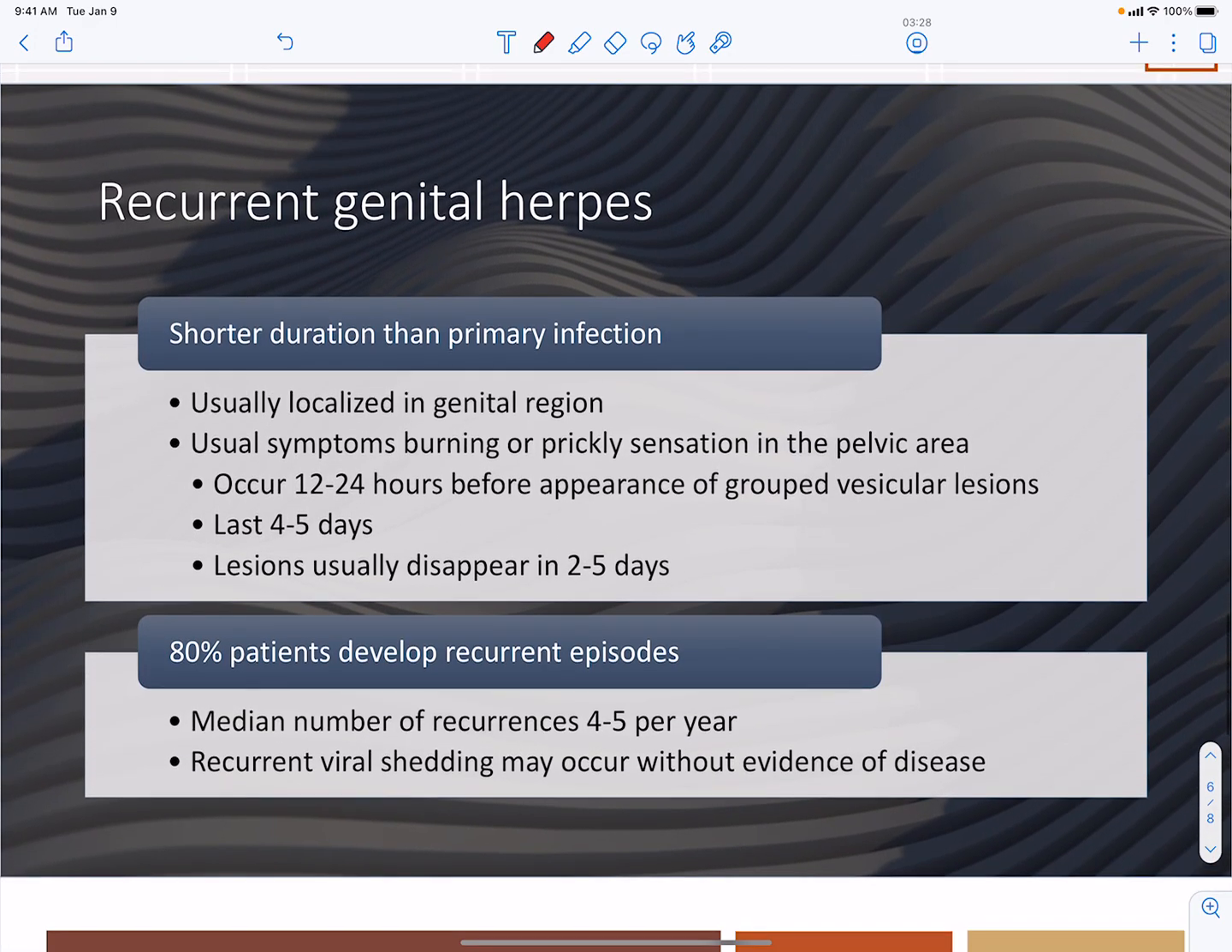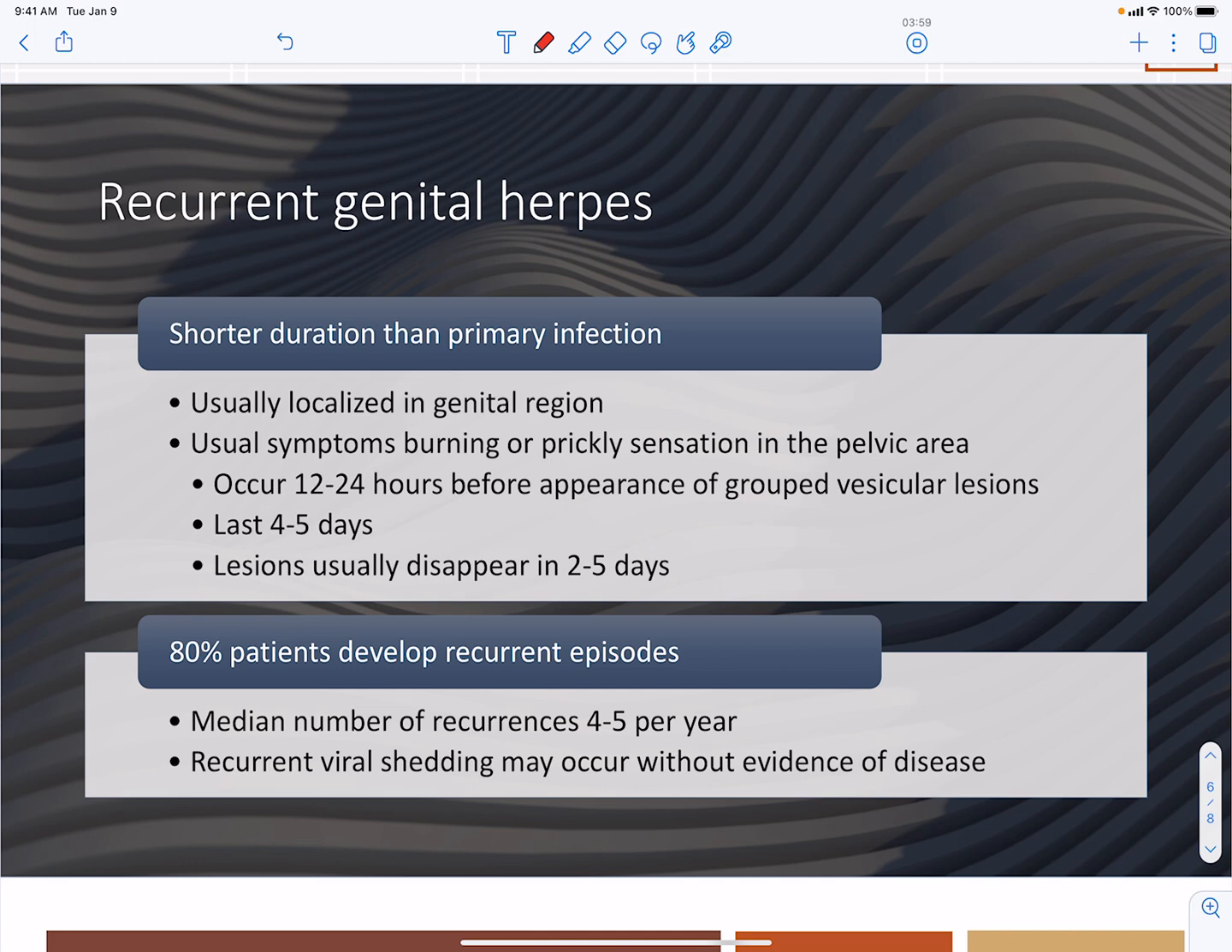Recurrent genital herpes has shorter durations because you now have an immune response that will clear the virus quicker when it gets reactivated. It's usually localized to the genital region. It's not going to cause meningitis, for example. The symptoms are burning or prickling, and you have this sensation about 24 hours before you get vesicular lesions. The lesions usually disappear within 2 to 5 days.